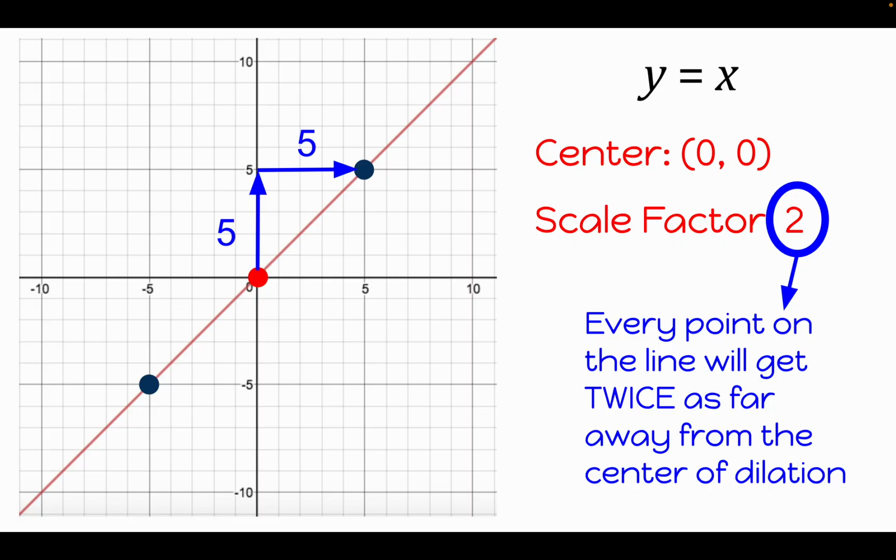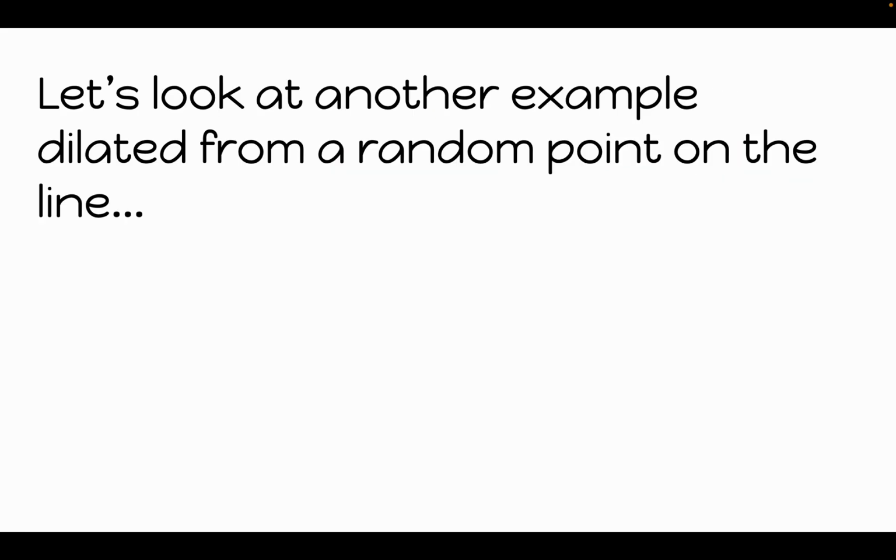And what does that mean? This point, the slope is rise of 5 over 5, and we're going to double that. So double 5 is 10 by 10. And so here is the new point when it's dilated. So the dilated point is twice as far away from the origin as the blue point.